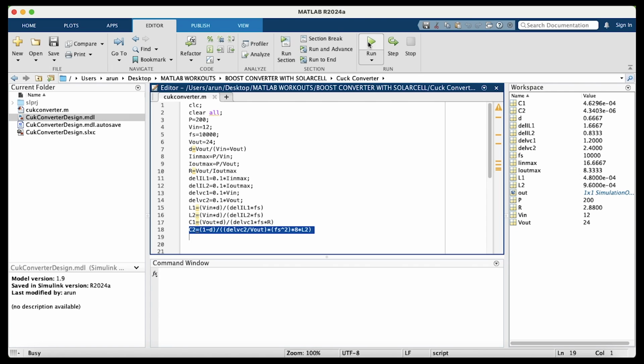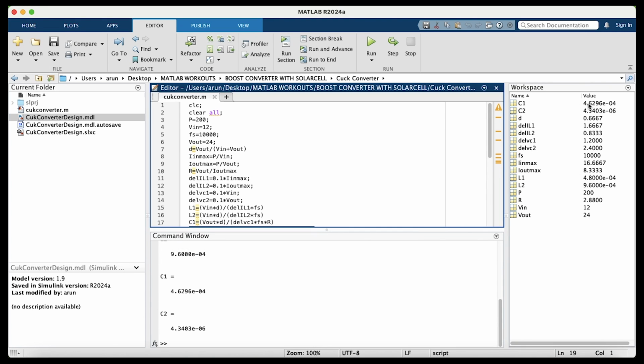To run the simulations, we get the values of capacitance. Look here at the capacitance values in the workspace. C1 is equal to 4.629 e power minus 0.4 farad, and C2 is equal to 4.34 microfarad, and the duty cycle ratio D is equal to 0.6667. Similarly del IL1, del IL2, del VC1, del VC2. The switching frequency we have chosen in our simulation is nearly 10 kilohertz, and the L1 value we calculated is 4.8 e power minus 4 Henry. Also L2 is equal to 9.6 e power minus 4 Henry.